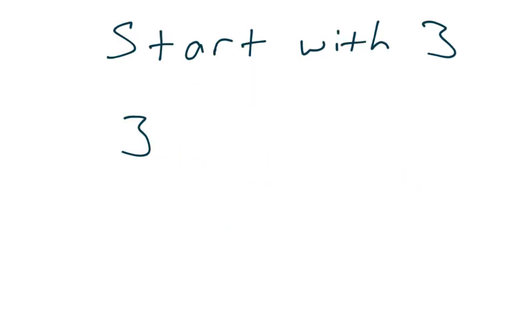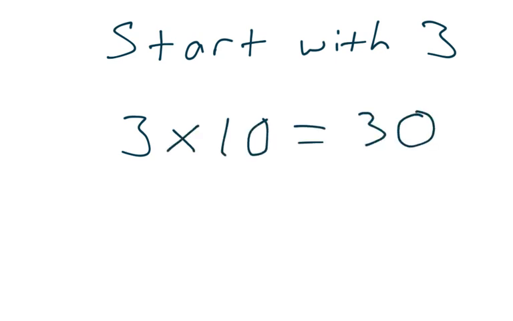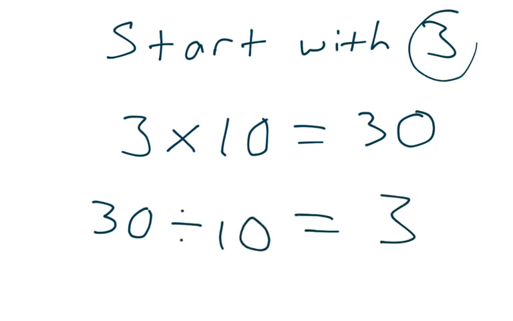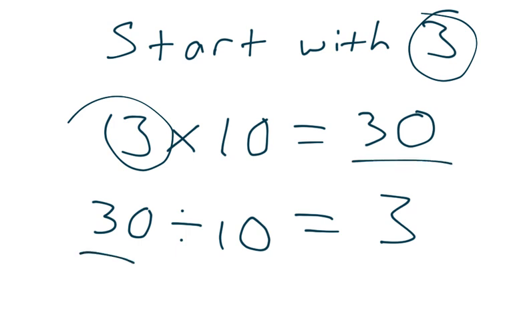Let's do an example starting with multiplying by 10. So if you begin with the number 3 and multiply by 10, what do you get? Well, you get 30. So let's take 30 and divide by 10. What you end up with is 3, the number that we began with. We started with 3 and multiplying by 10 gave us 30. And so when we take that and divide by 10, we're back where we started, 3.